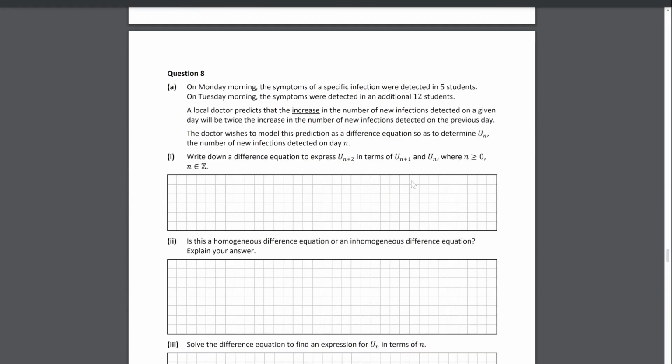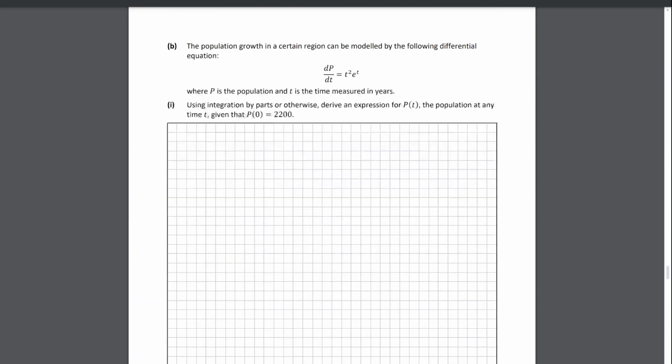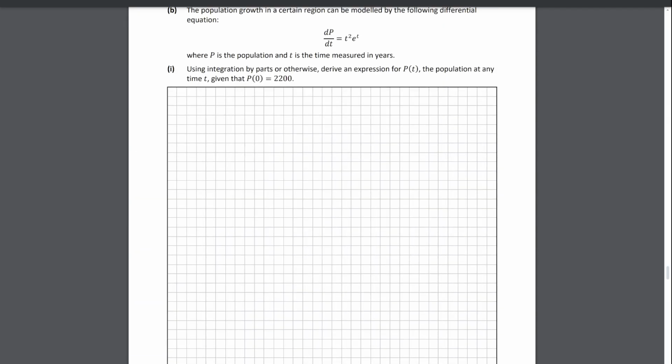Now, this is a bit of an odd difference equation question where you have to essentially form it by yourself. And the use of the word increase here in the context might have definitely thrown some students. And then that's just integration by parts. That's fairly standard.